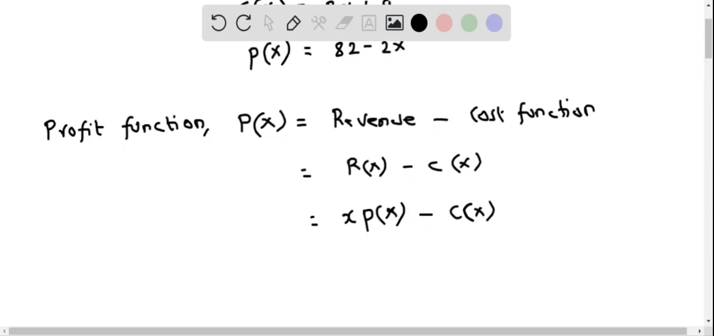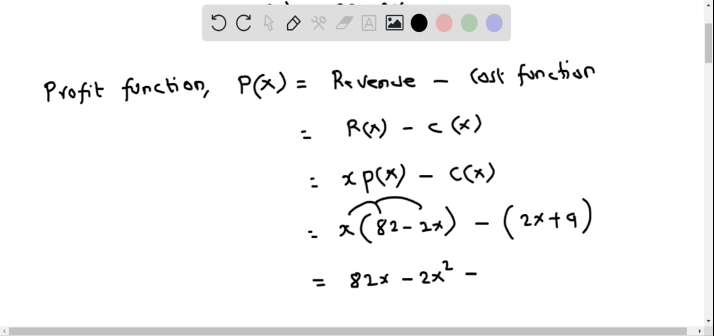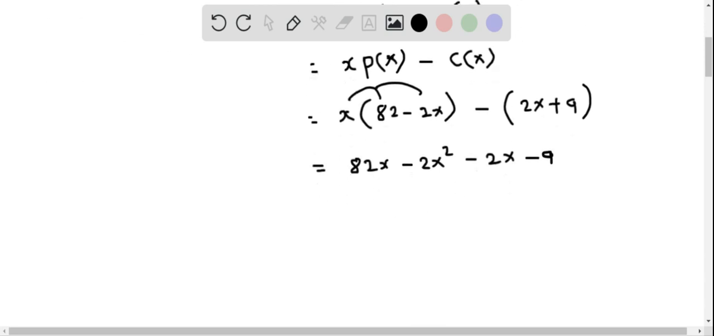So let's replace P of x by 82 minus 2x. Therefore this becomes x times (82 minus 2x), and minus the cost function, which is 2x plus 9. So I write this in brackets, 2x plus 9. Let's simplify this to determine the profit function. We distribute this x, so we get 82x minus 2x times x, which is minus 2x squared, and this is minus 2x minus 9. If we distribute the minus, we can simplify this.